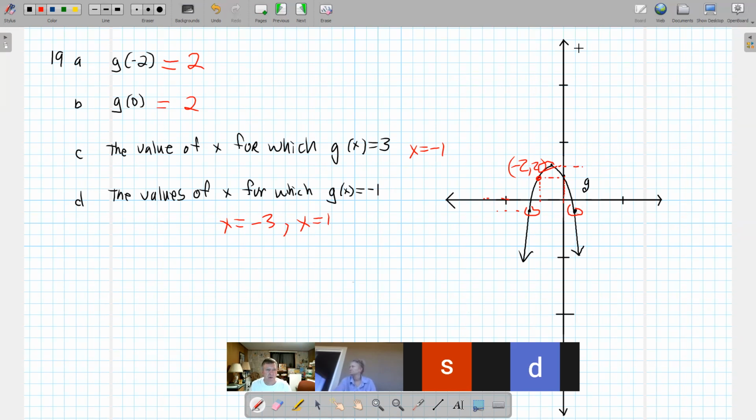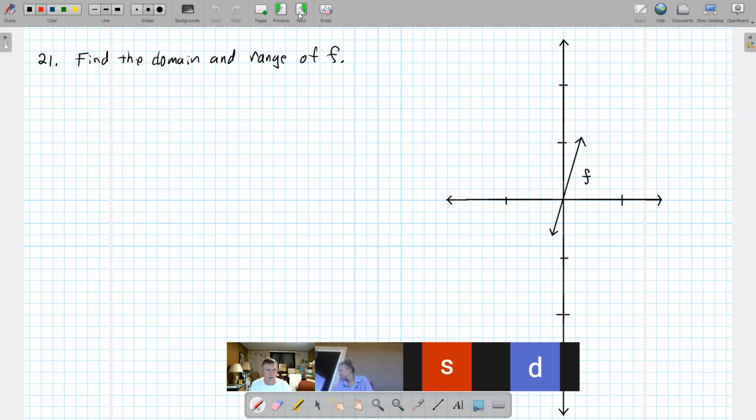Same old stuff. All right, here we go. Now something a little bit different. It says, find the domain and range of f. All right, domain would be all of the inputs, all of the x values. All right, so the domain, well, let's see.